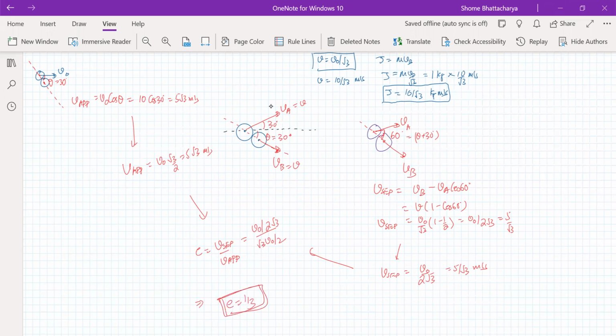So this is the coefficient of restitution. Every question will have some kind of combination of geometrical terms, which will give you this way to calculate separation and approach velocity, from which you can get the coefficient of restitution.